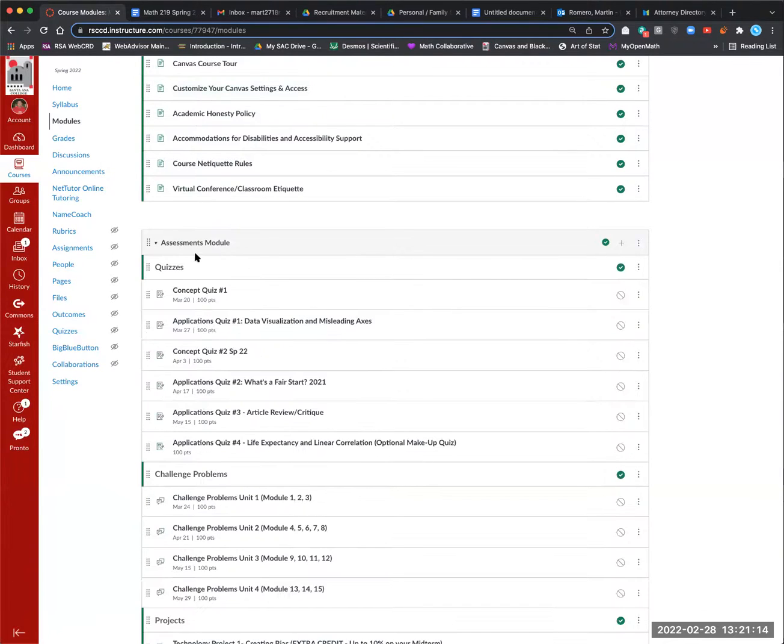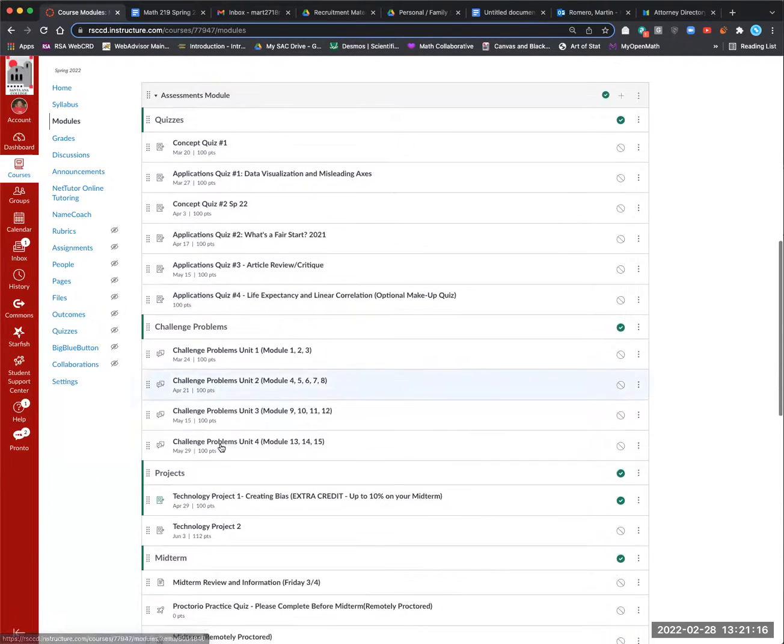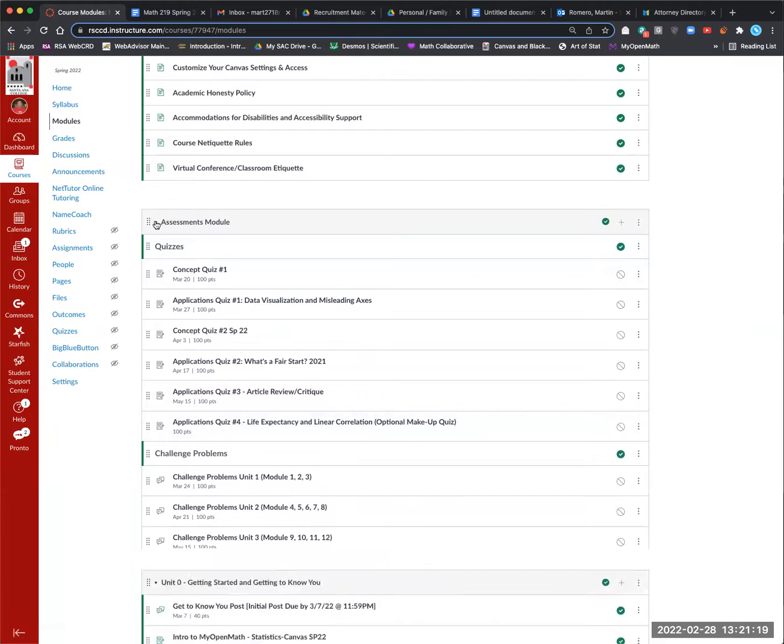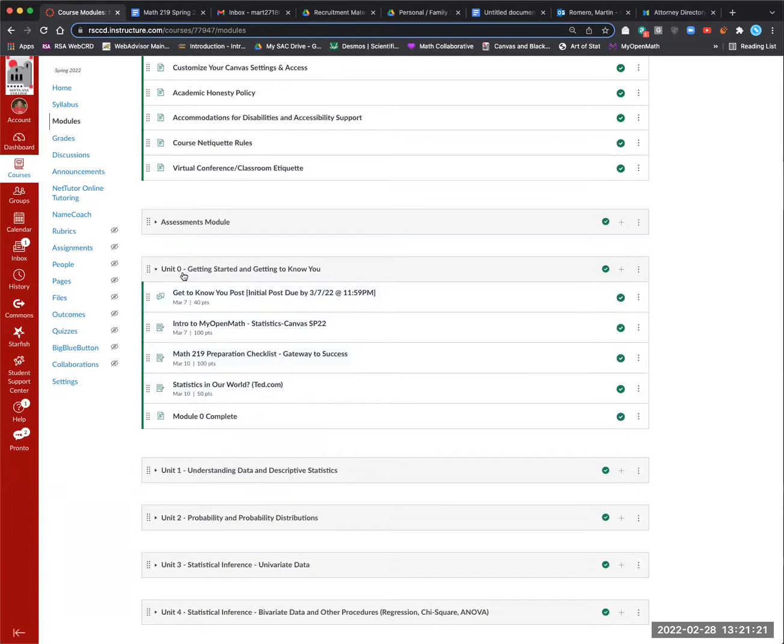All of our assessments and quizzes and stuff will be posted here in the assessment area where it says assessment module. When we get there, Unit 0 is where you are starting. These are the first week assignments that you must take care of that first week. And none of them are related to statistics. So keep that in mind. Okay, that's where you started.